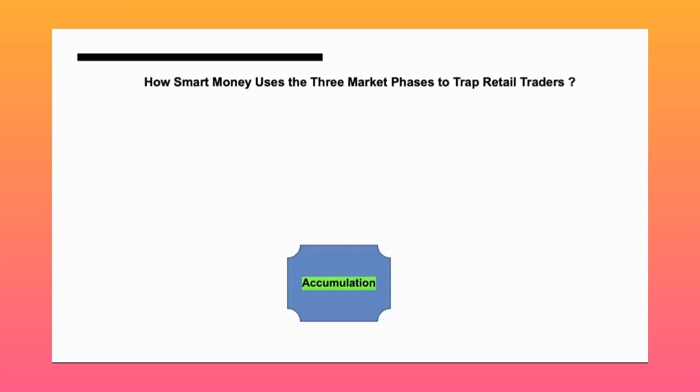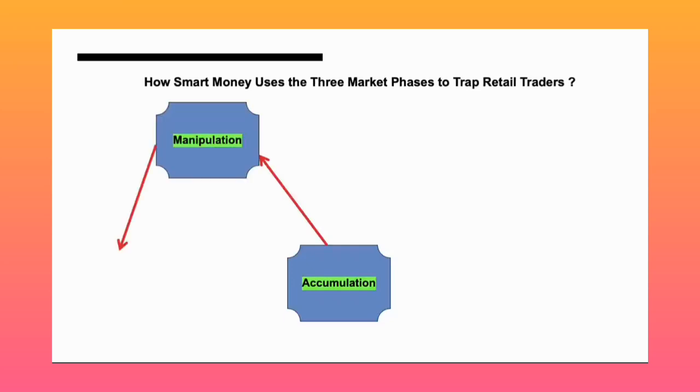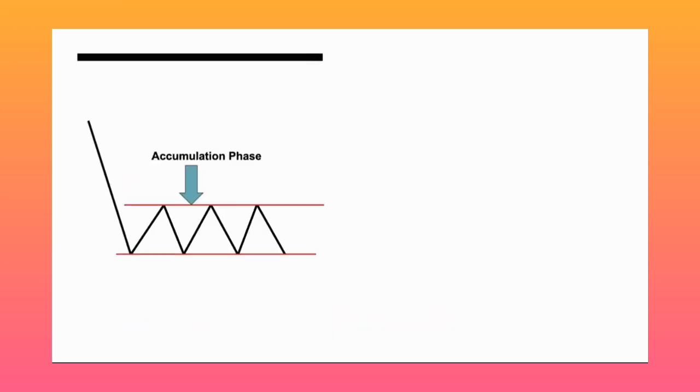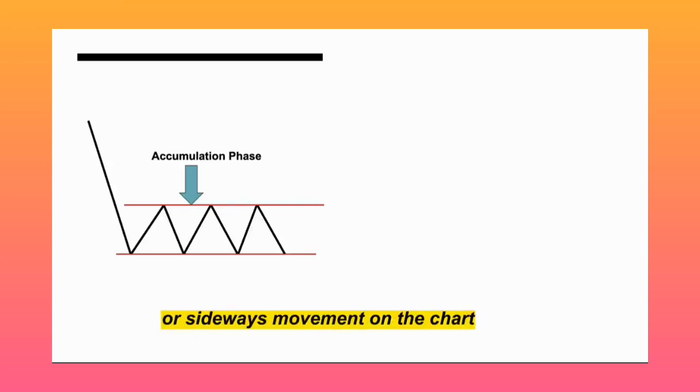How smart money uses the three market phases to trap retail traders. Let's start with the accumulation phase. In this phase, smart money begins to build their positions while keeping the market relatively flat. You'll often see this as consolidation or sideways movement on the chart. The price stays contained within a defined range, and it looks like nothing major is happening.